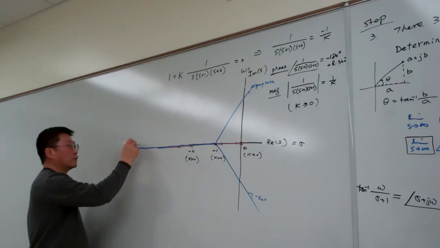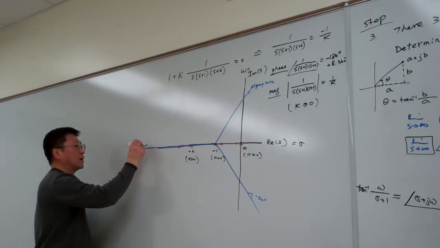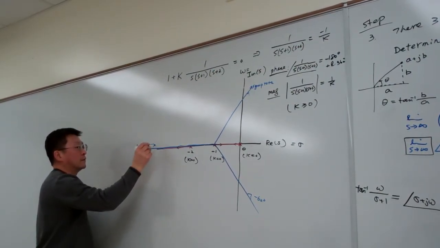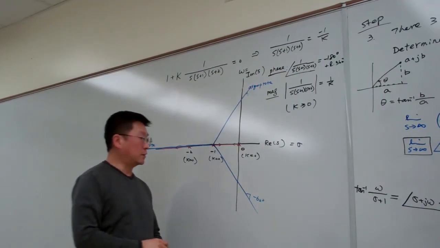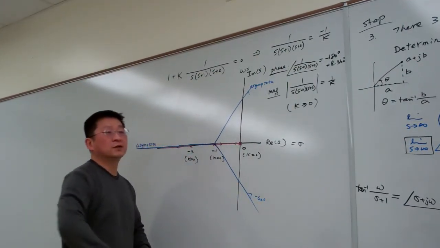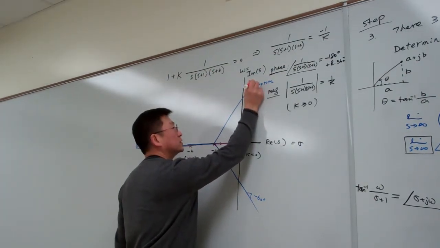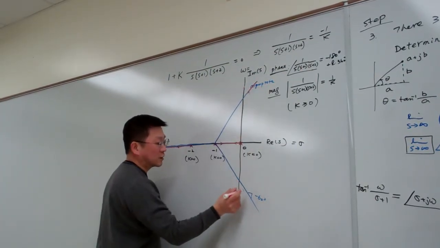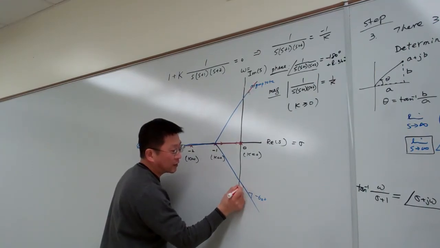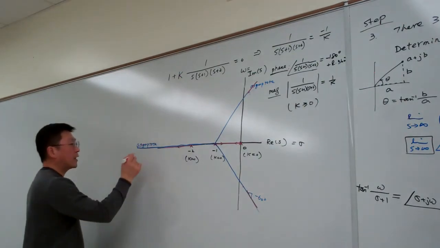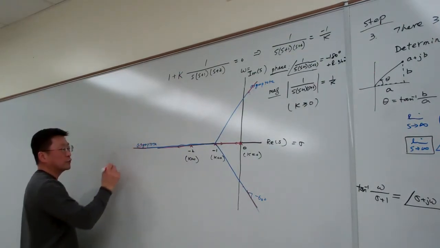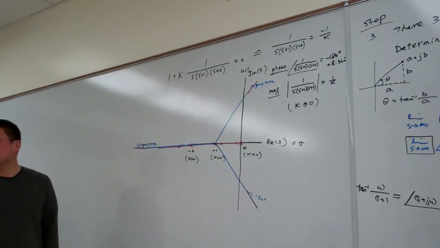So the blue line represents the asymptotes of the root loci. So basically, eventually, when s approaches infinity, the root loci will converge onto the asymptotes. So here I can feel good. I can say, okay, eventually the root loci will be on there.